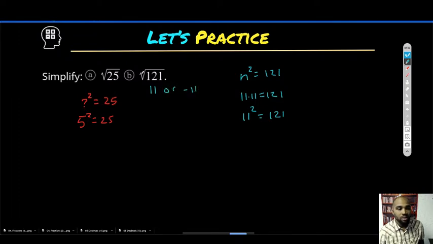So now we understand that from this point on, we're mostly going to be talking about positives when you see this radical sign just like this. We're just going to be discussing the positives for the most part. But know that there's two possible answers: 5, -5, and 11, -11.